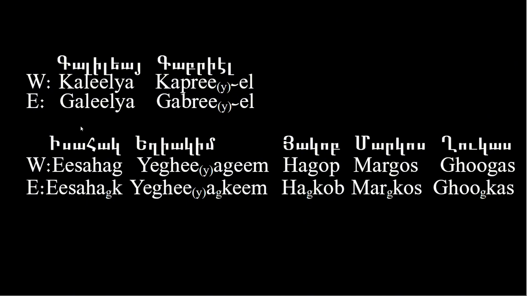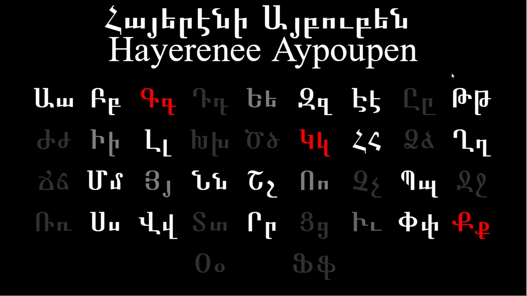The name Isaac in Western Armenian is Isahag. In Eastern, it's Isahag. The name Eliakim in Western Armenian, it's Yeriagim. In Eastern Armenian, it's Yeriakim. The name Jacob, also known as James, in Western Armenian is Hagop. In Eastern Armenian, it's Jacob. The name Mark in Western Armenian is Margos. In Eastern Armenian is Marcos. The name Luke in Western Armenian is Rugas. Eastern Armenian, it's Rukas. And with that, we've covered the second group.